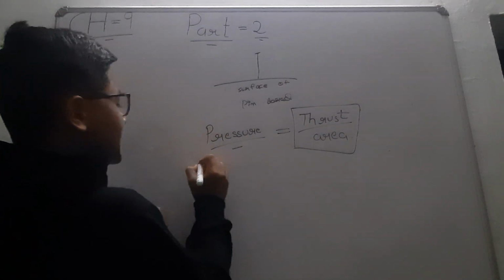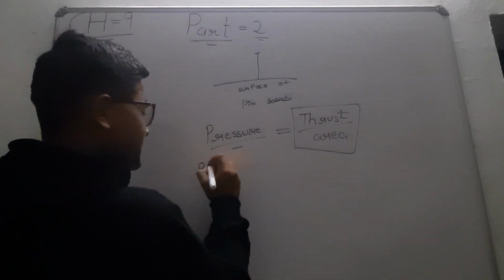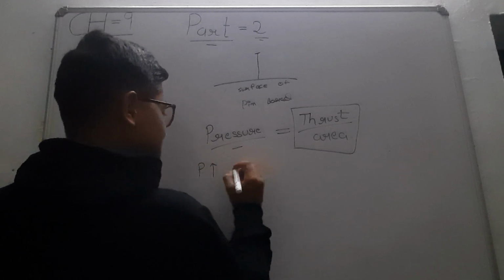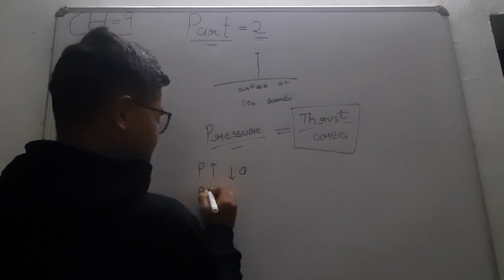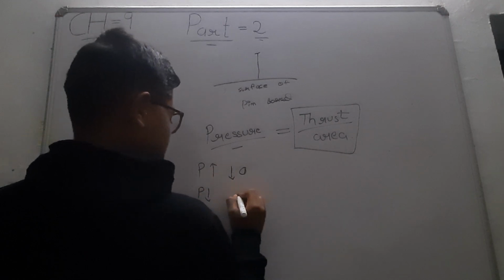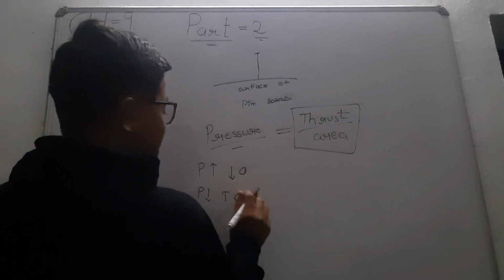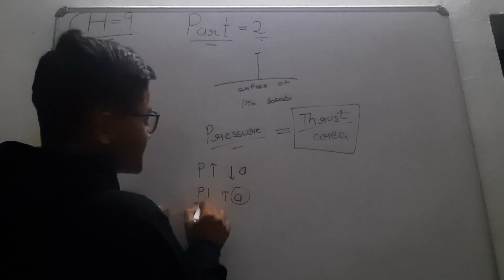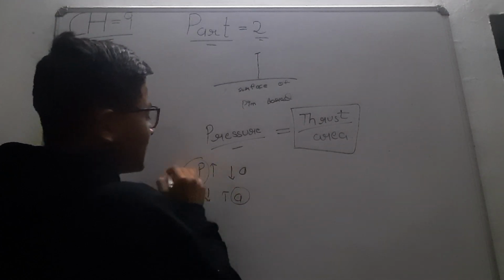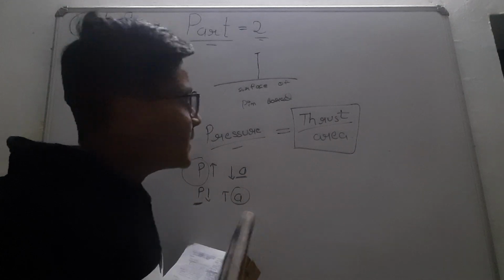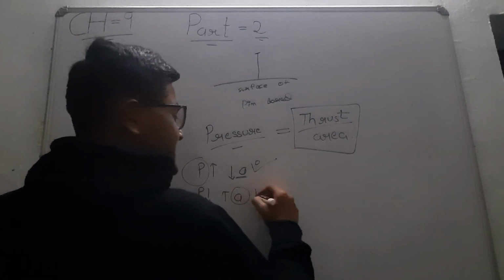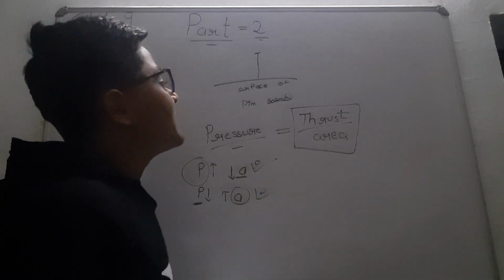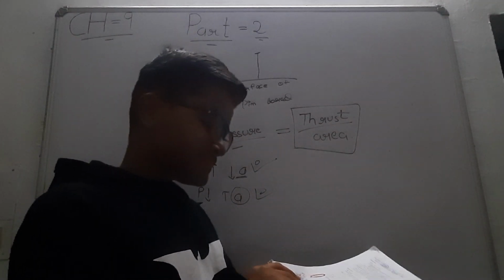I am giving some hints. Pressure increases, area decreases. Pressure decreases, area increases. When the area is more, pressure will be less, and when the pressure is more, area will be less. Remember it like this: area more, pressure less. So this is the definition of thrust and pressure.